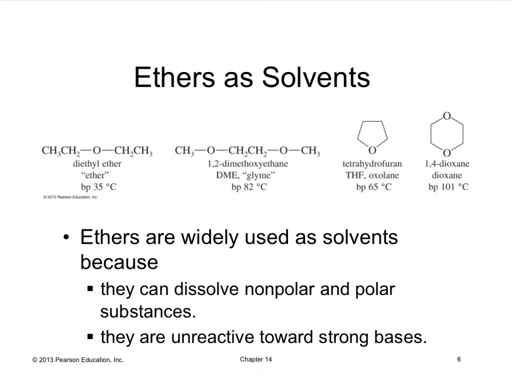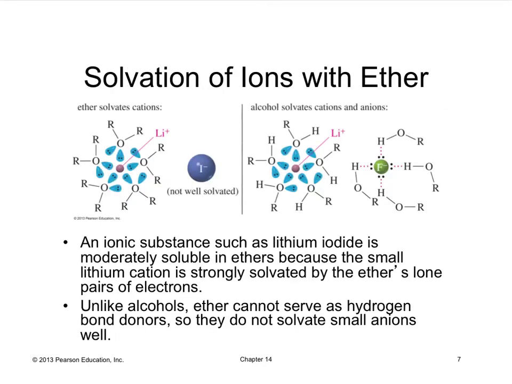They are great solvents in general, so here are different ethers used as solvents. They're used as solvents because they can dissolve nonpolar and polar substances, and they are unreactive towards strong bases. If we look at ion solvation with ethers, ethers can solvate cations, whereas the anion is not well solvated. Alcohol solvates both cations and anions.